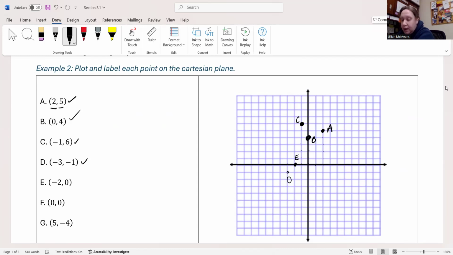Okay? And then we have the point F, which is just 0, 0. So this is actually a really, really important point, and we've talked about it before. So we know if the x coordinate is 0, we don't go left or right. We know if the y coordinate is 0, we don't go up or down. So that would just be the origin. So make sure you know that the origin is represented with the ordered pair 0, 0.